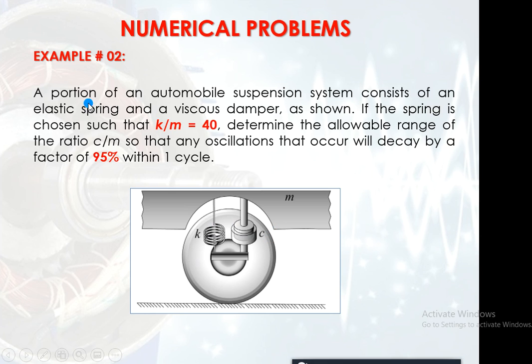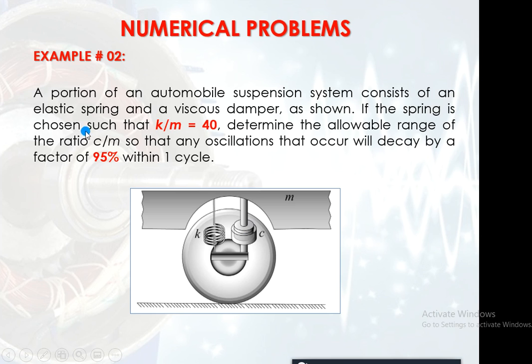Okay, so for example, here in this numerical problem, we have been given a portion of an automobile suspension system consisting of an elastic spring and a viscous damper. This is your elastic spring of K and damping coefficient C. Within this damper, we have a viscous fluid that will offer a shear force against the excitation force, and there will be a dissipation of energy between shear layers, and finally the excessive vibrations will be damped.